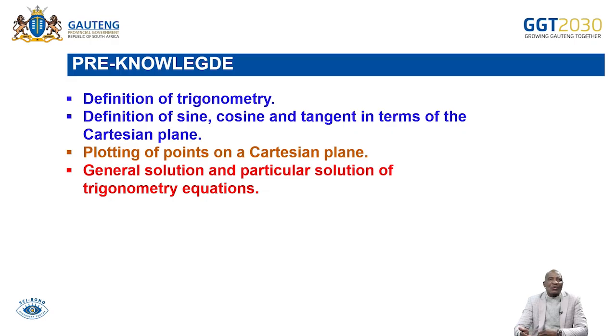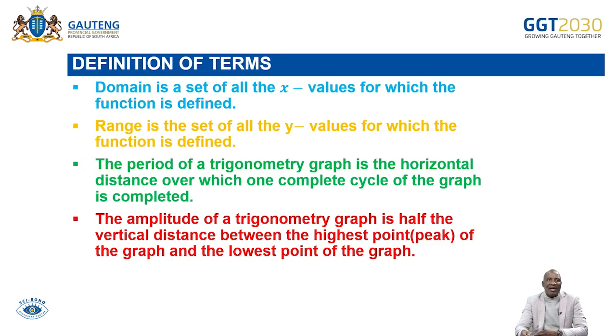We now know how to plot points on a Cartesian plane. Could be any graph. Plotting of points is very important so that you can join those points and see what kind of a graph they define. Then the general solution and particular solution of some trig equations. We are going to define just a few terms here. We are going to look at the domain, range, the period of a graph, the amplitude of a graph.